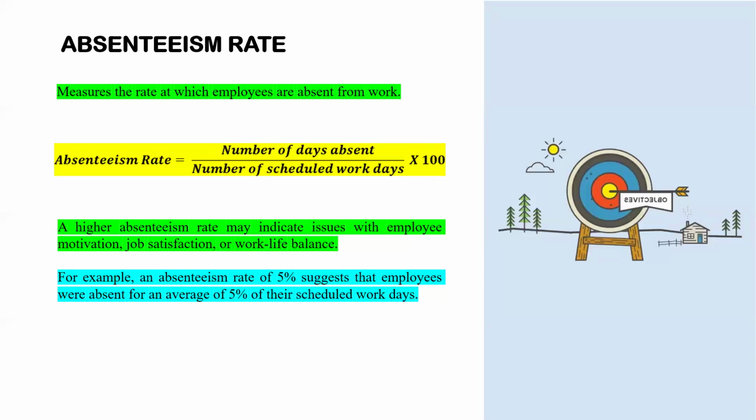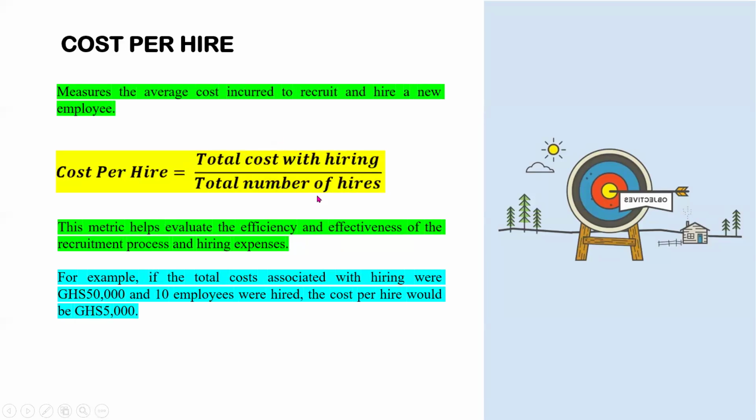So as an analyst, if you run analysis on absenteeism rate and it's very high, then you have to understand that maybe your workers are struggling with motivation, satisfaction, or even work-life balance. Okay, so this is the formula for calculating this. We are multiplying everything by 100. Okay, right.